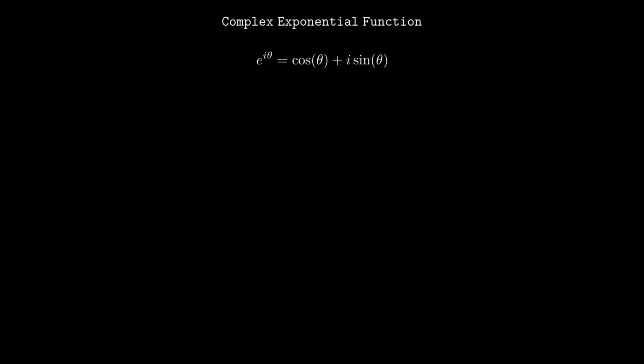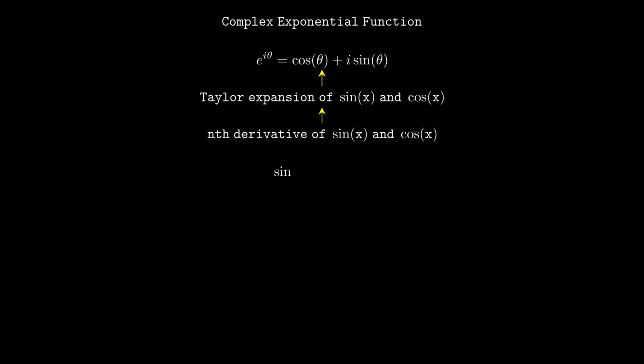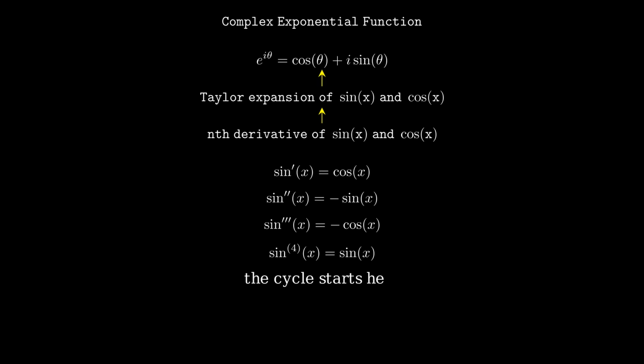To derive Euler's formula, we need to know the Taylor expansion of trigonometric functions. To derive the Taylor expansion of trigonometric functions, we need to know their nth order derivatives. The first order derivative of sine x is equal to cosine x. The second-order derivative of sine x is equal to negative sine x. The third-order derivative of sine x is equal to negative cosine x. The fourth-order derivative of sine x is equal to sine x, and the cycle starts here.